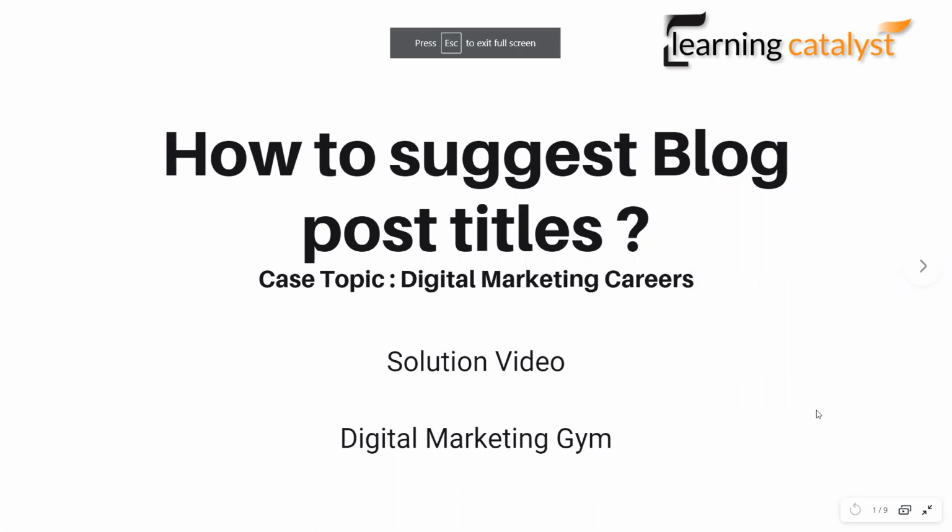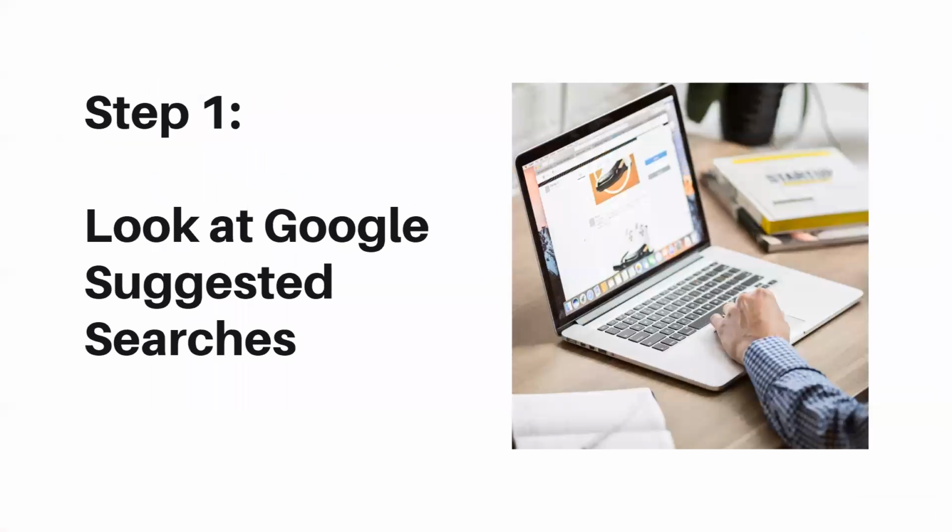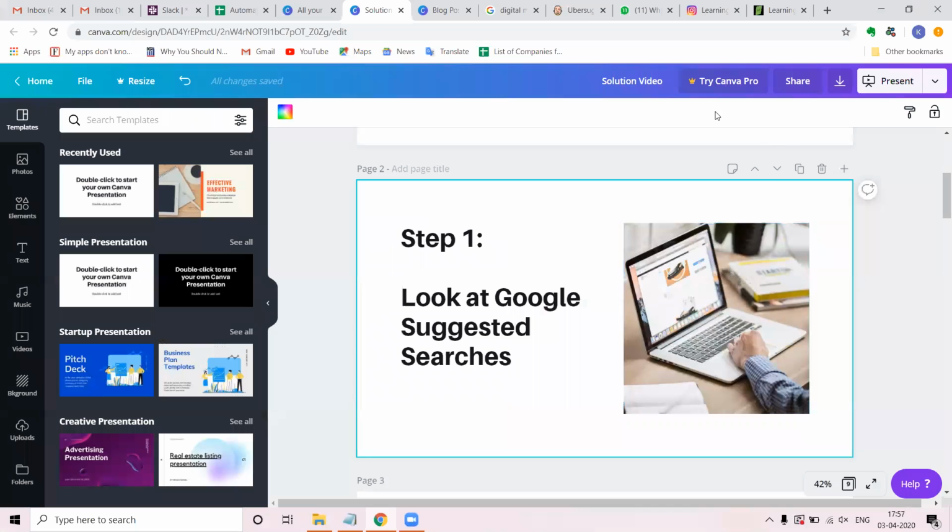Okay, so this is a solution video for how to suggest the blog post titles, and the case topic was digital marketing careers, which is how do you actually go about suggesting the blog post titles based on fundamental SEO principles, right? So let's look at the steps first. And the first step is to look at Google suggested searches.